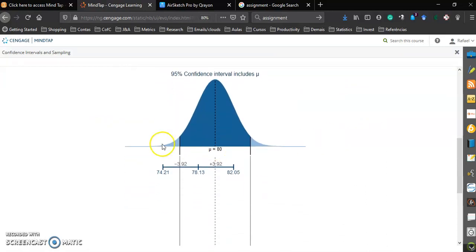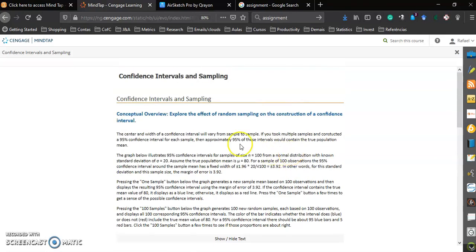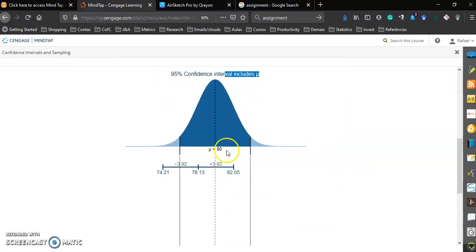So this is a distribution. Let's say that this is some information here. Let's say that this is the population mean. I know that it is the population mean because it has the Greek letter mu. So let's say that 80 is the grade for students in business statistics. So that's the true mean for all classes in the United States that teach business statistics.